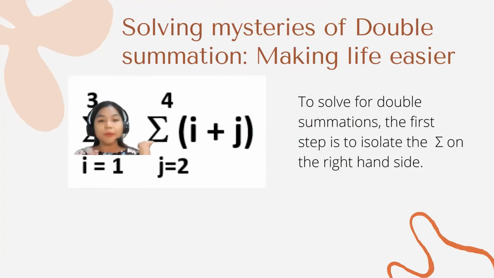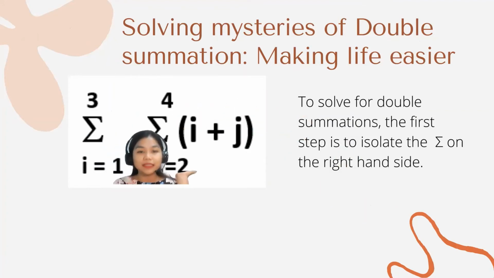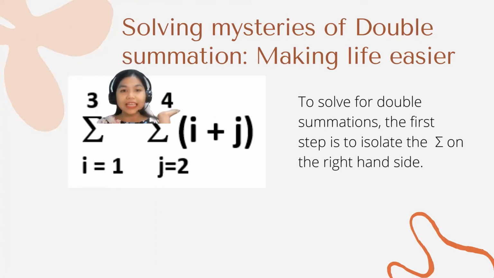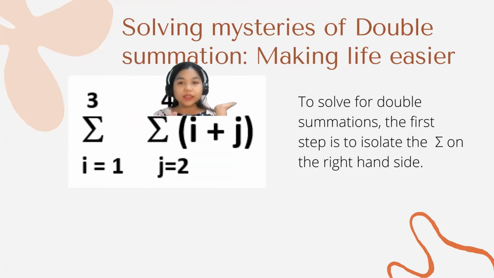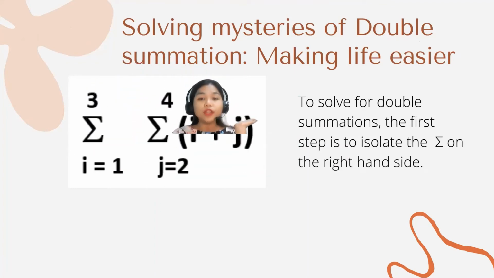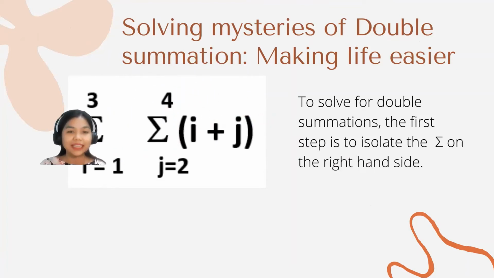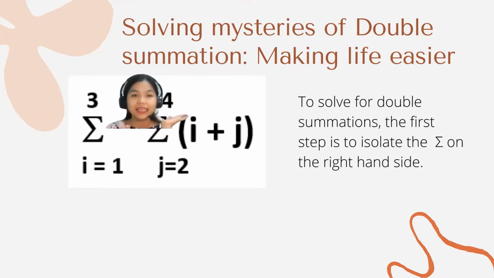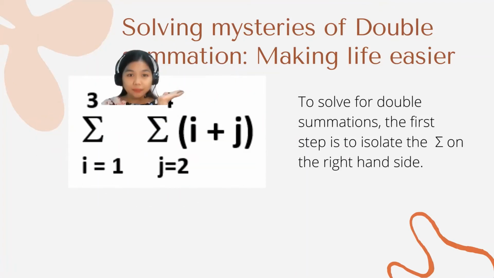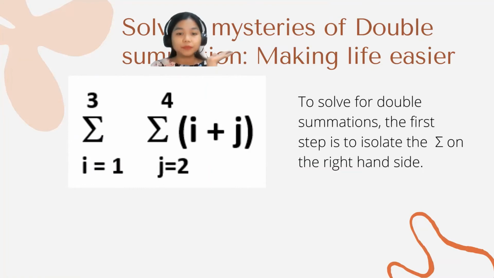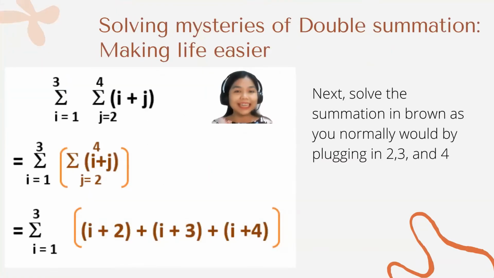Okay? Tapos, yung ating column po ay nagsisimula sa 2 hanggang 4. Okay? So, yun po ang ating i-consider. So, to solve for double summations, the first step is to isolate the sigma on the right side. This is our first sigma on the left side and the second sigma on the right side. So, let's try to isolate this first. So, to do that, for us to isolate the right hand sigma notation, this is what we're going to do.